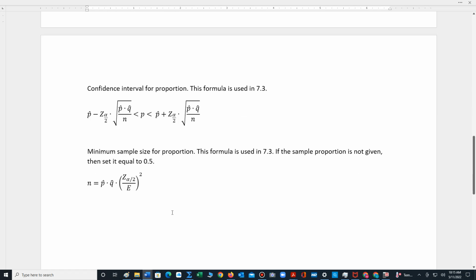And then finally, we can also estimate the minimum sample size for a proportion. The formula is n equal to p hat times q hat times z sub alpha over 2 divided by the margin of error e, quantity squared, but we have to be very careful because there are instances where the p hat is not given. In those situations, we would use p hat equal to 0.5. That's our standard value.